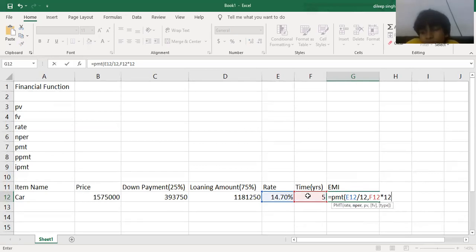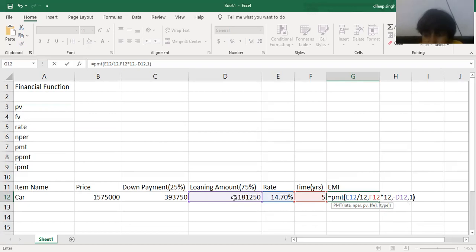Just press comma, and there is an amount, that is the loaning amount, and it is the future paying amount. That's why we add a minus symbol, select it and close the bracket. Before closing the bracket, here we have two options. That is the type. We use type 0 if you want to pay the installment at the end of the period. Just press 0, and if you give the advance payment, just click on 1.